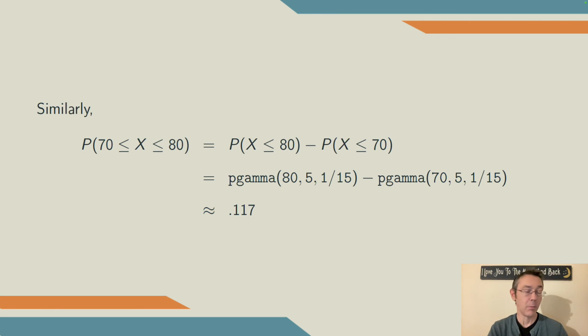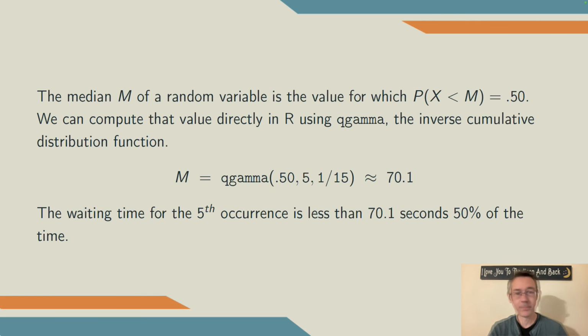Similarly, we can get the probability that x is between 70 and 80 by doing pgamma(80, 5, 1/15) minus pgamma(70, 5, 1/15). So same parameter values, we take the probability that x is less than or equal to 80 minus the probability that it's less than or equal to 70. In this case, we get about 11.7%.